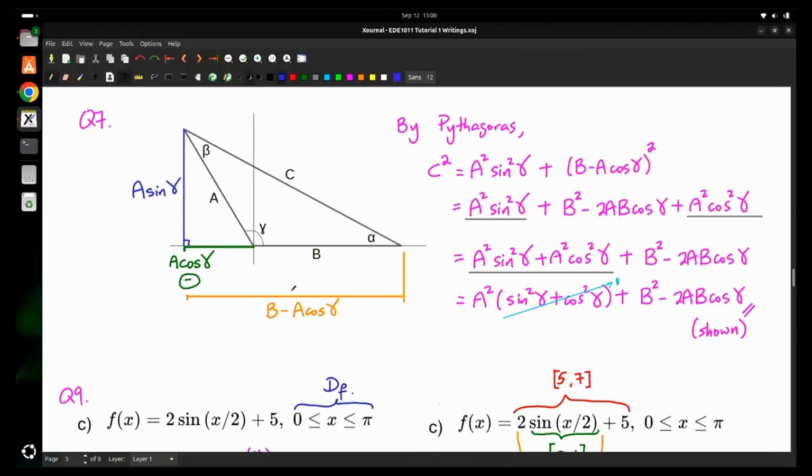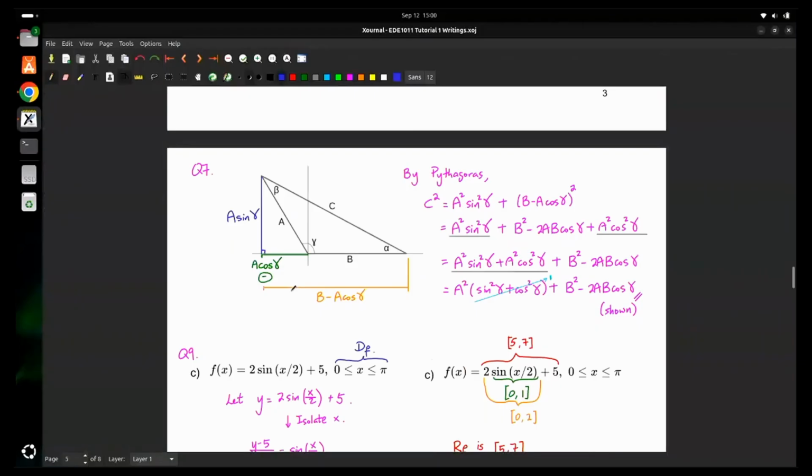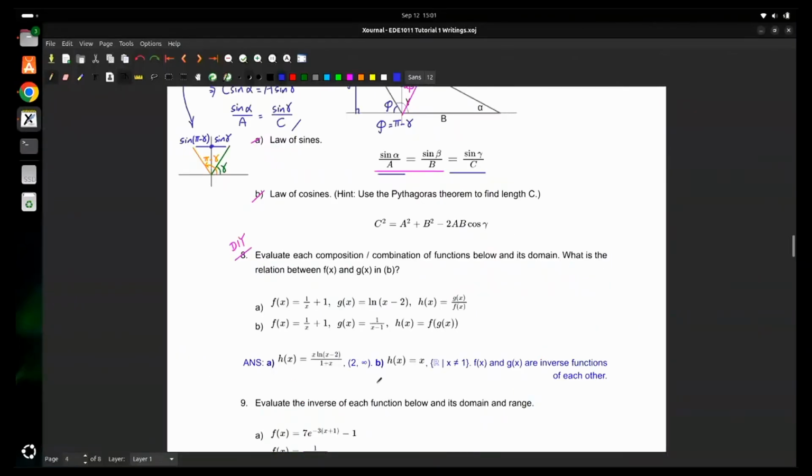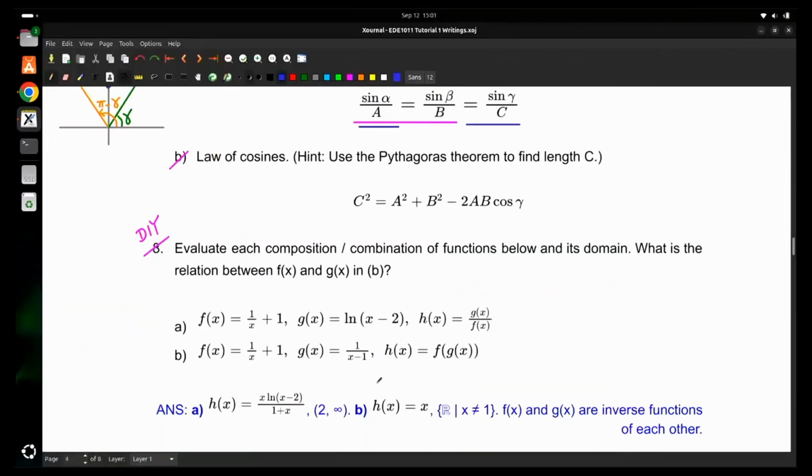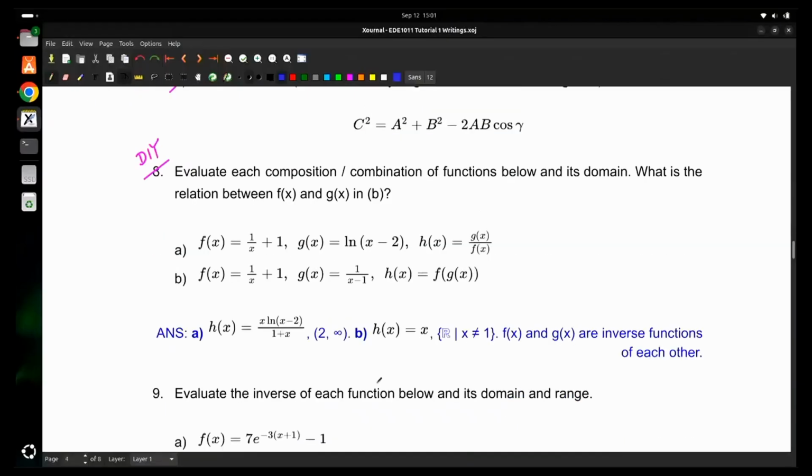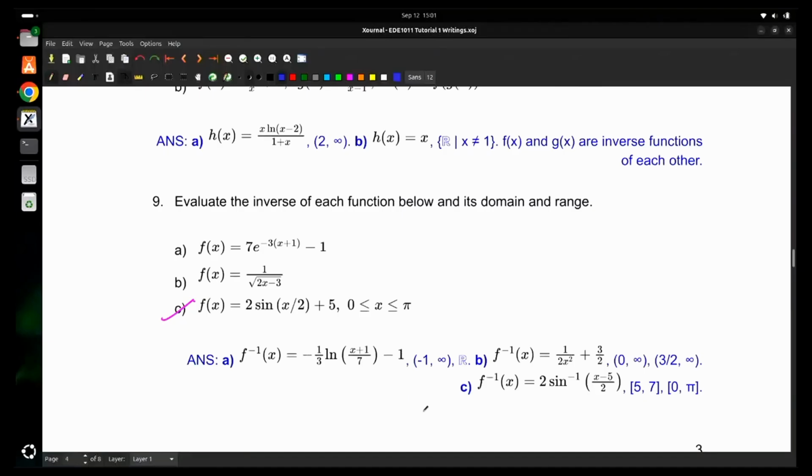Is that okay? So that's for question 7. Let's look at question 8. Okay, question 8 DIY, because they didn't ask me to go through any part of it. Do you require to go through A or B? Or you're fine? You're fine, then you DIY? Good. Looks like you can DIY. Question 9. So question 9, I only got requested to go through part C, which is to find the inverse of the function and its domain and range.